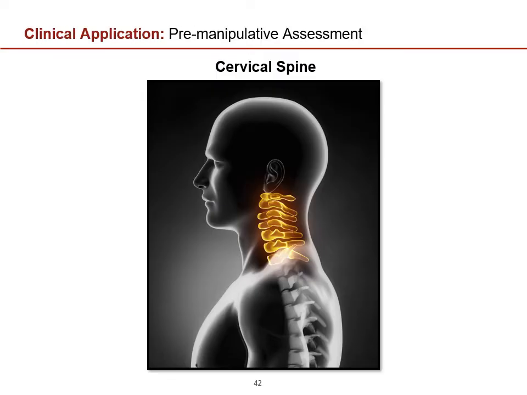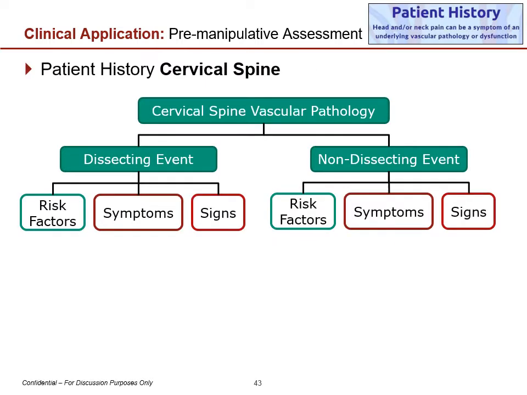Okay, so let's go through the cervical spine using the international framework. When we start with the patient history, one of the biggest concerns around the cervical spine is vascular pathology. You can have a dissecting event or non-dissecting event, and then you can have risk factors, symptoms, and signs associated with each. So let's walk through each of these.